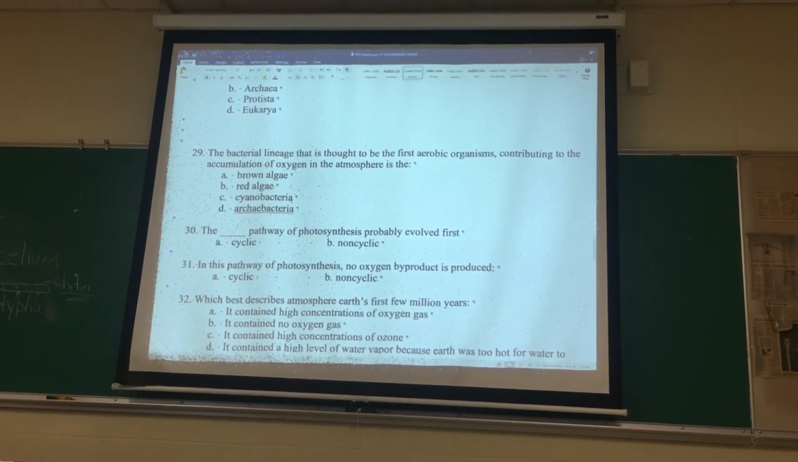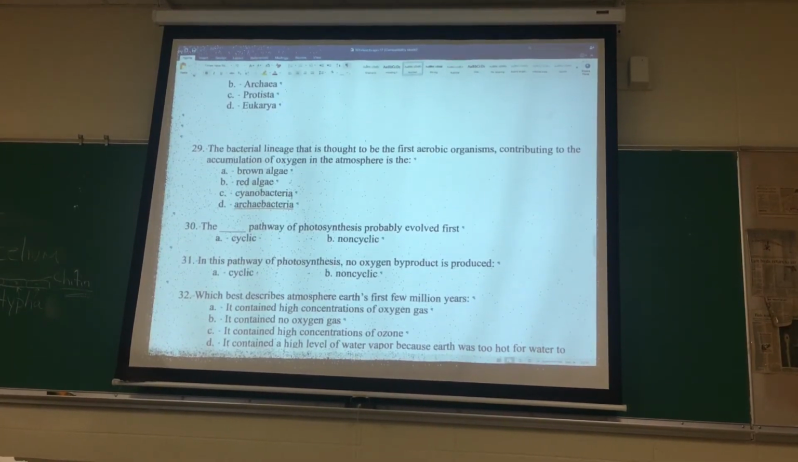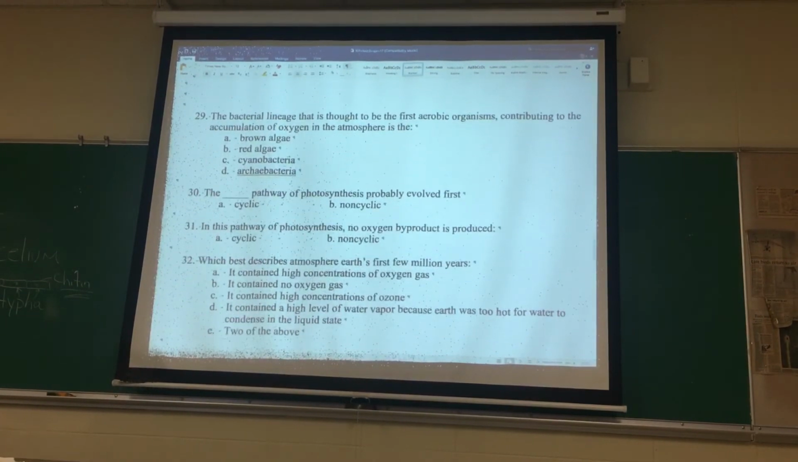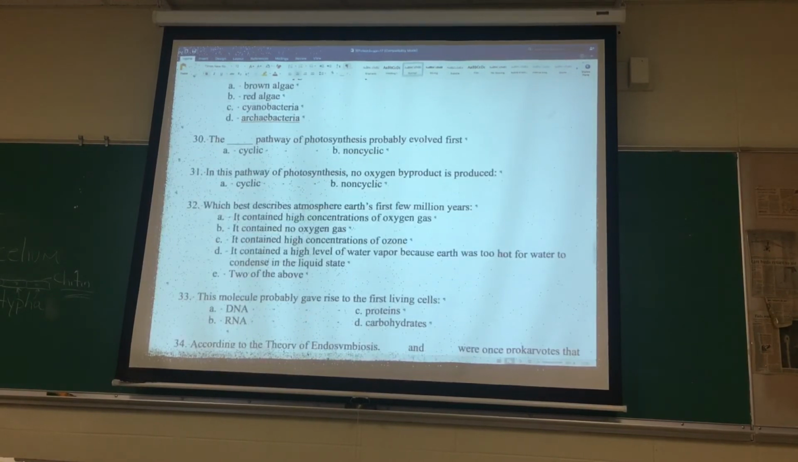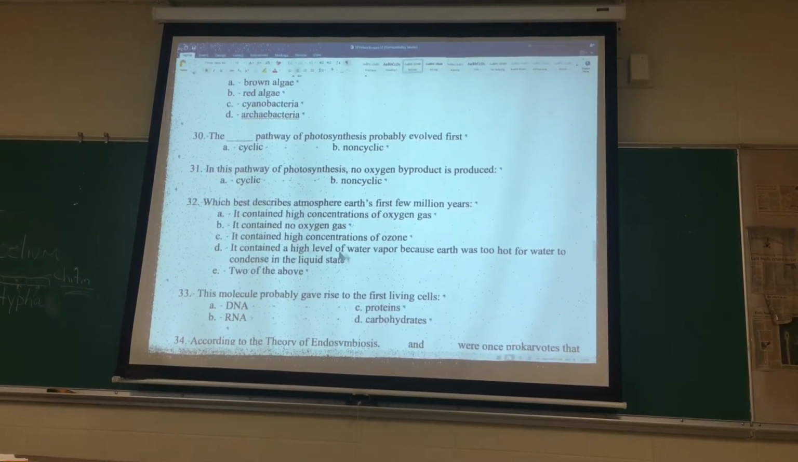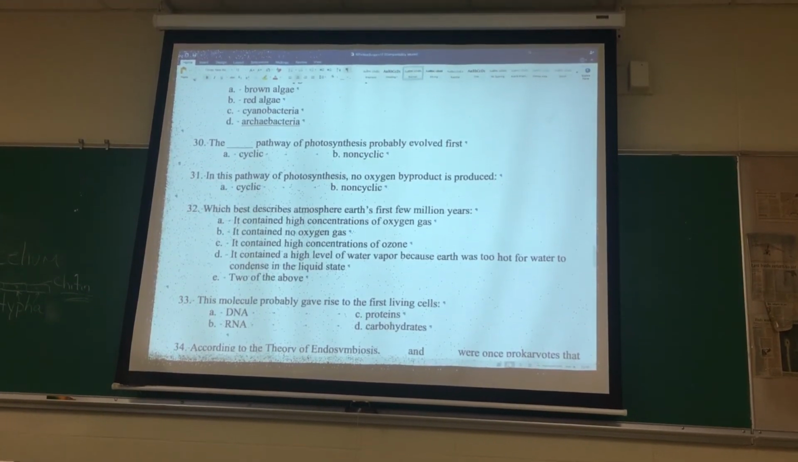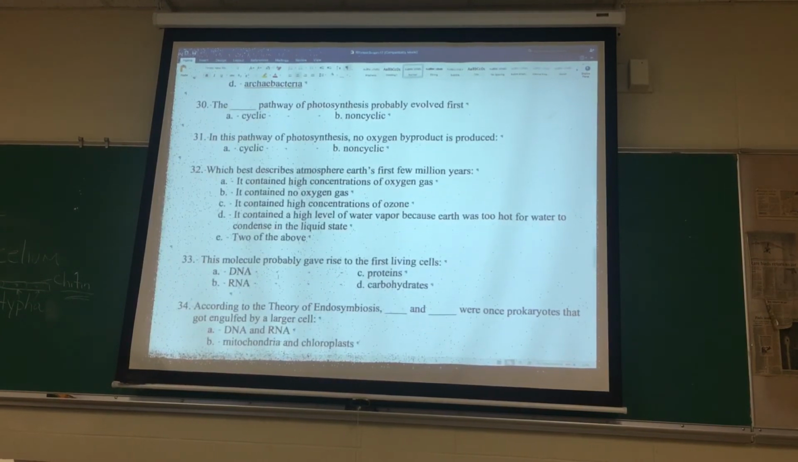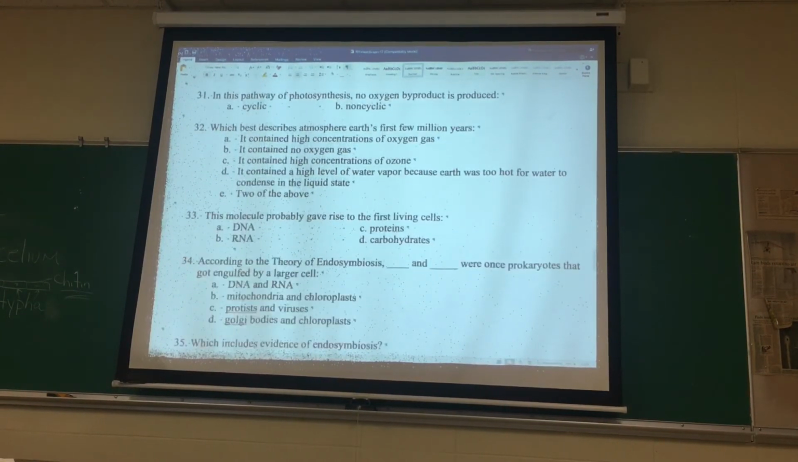The cyclic pathway probably evolved first. It doesn't produce any oxygen. So the cyclic pathway produces no oxygen. Okay, Earth did contain a lot of water vapor, but no oxygen gas. So 2 of the above is correct on that. RNA probably gave rise to the first living cells.